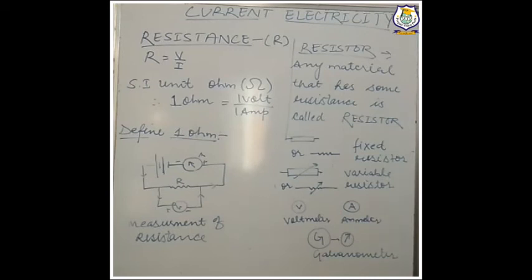1 volt. Or we can say when 1 volt potential difference is applied across the ends of a conductor and 1 ampere current is flowing through it, then the resistance offered by the conductor is called 1 ohm. If the potential difference value is 1, and the current flowing is also 1 ampere, then the resistance will be called 1 ohm.